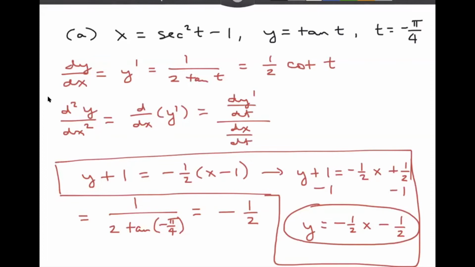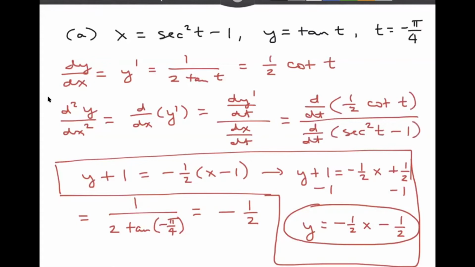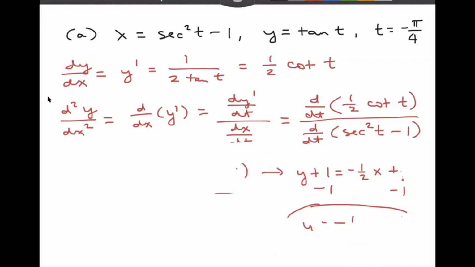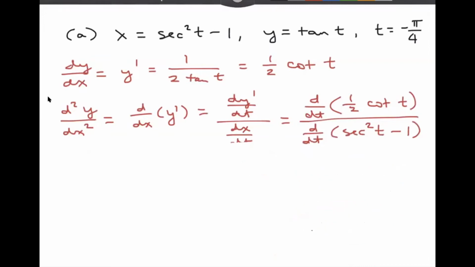So here's what we need to do. We need to find the derivative with respect to t of 1/2 cotangent t. And then we have to divide that by the derivative with respect to t of x, which is secant squared t minus 1. Let's make a little more space down here. I really needed a second blank page for this. Oh well, live and learn. Okay, get that back there.